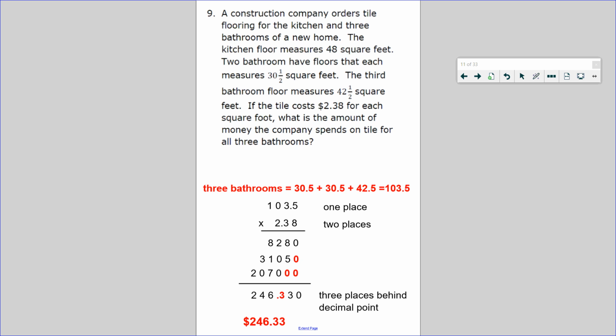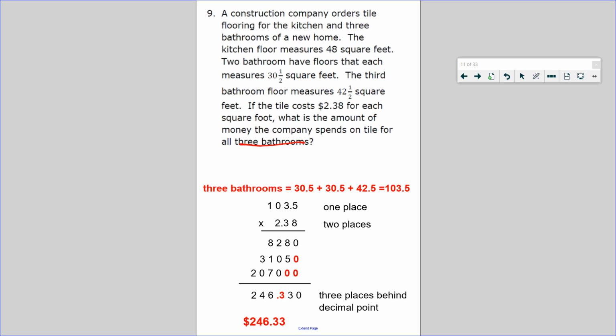A construction company orders the flooring for the kitchen and 3 bathrooms of a new house. The kitchen floor measures 48 square feet. Two bathrooms have floors that each measure 30 and a half. The third bathroom floor measures 42 and a half square feet. If the square tile costs $2.38 for each square foot, what is the amount of money the company spends on tile for all 3 bathrooms?